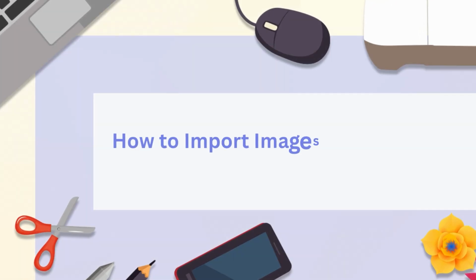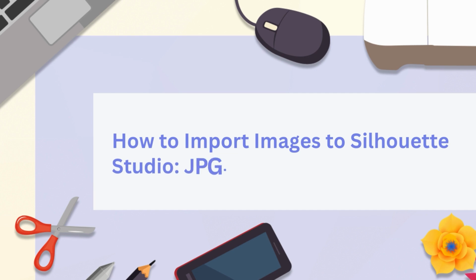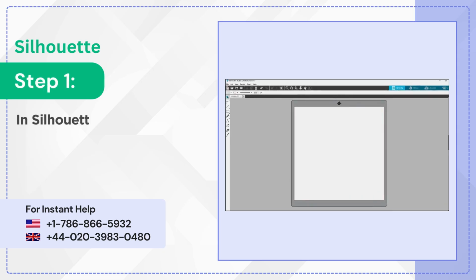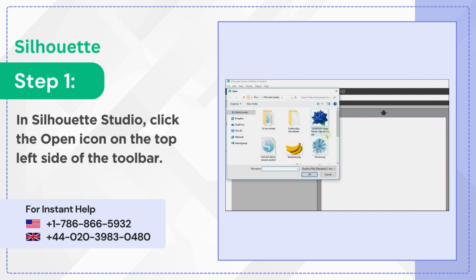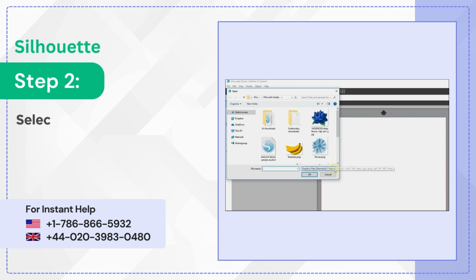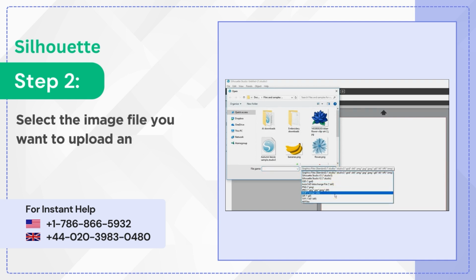How to import images to Silhouette Studio: JPG, BMP, PNG files. Step 1. In Silhouette Studio, click the open icon on the top left side of the toolbar. Step 2. Select the image file you want to upload and click OK.